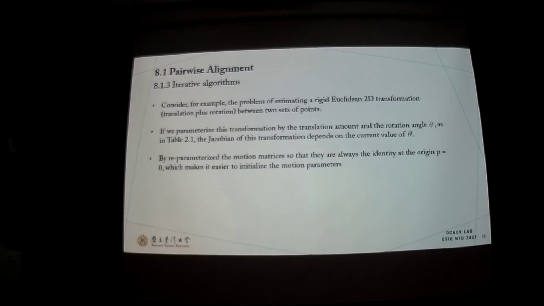Consider, for example, the problem of estimating a rigid Euclidean 2D transformation, translation plus rotation, between two sets of points. If we parameterize this transformation by the translation amount and the rotation angle theta, then as in the previous table, the Jacobian of this transformation depends on the current value of theta. By reparameterizing the motion matrices, the identity is always at the origin, p equal to zero. This makes it easier to initialize the motion parameters.